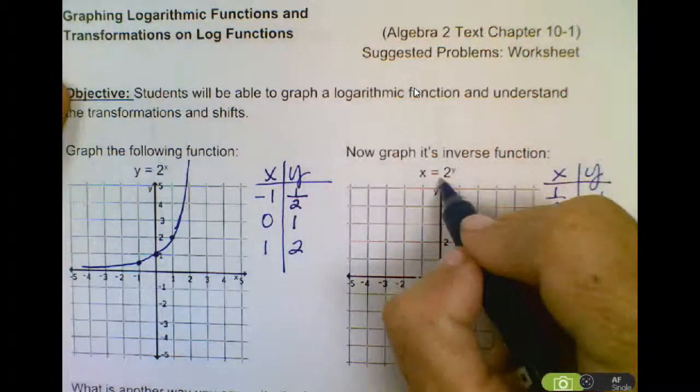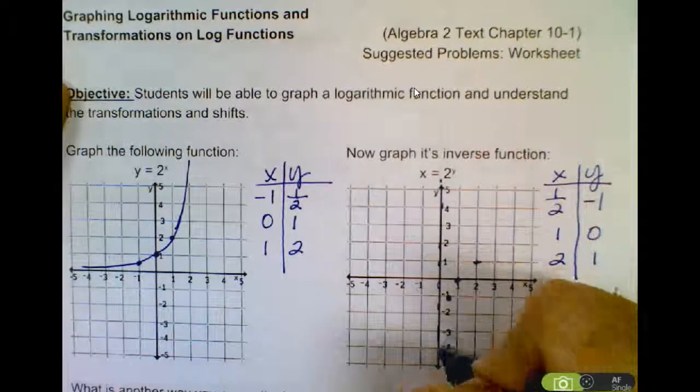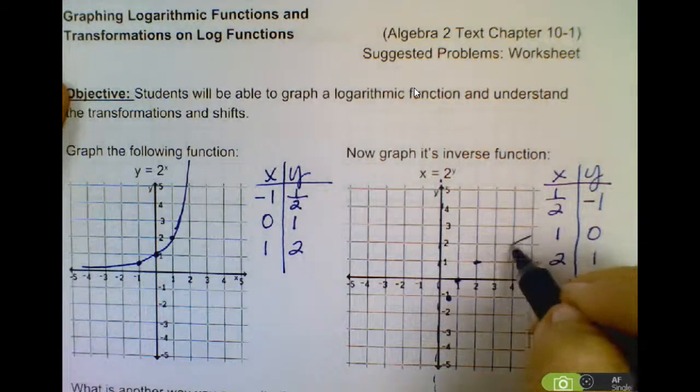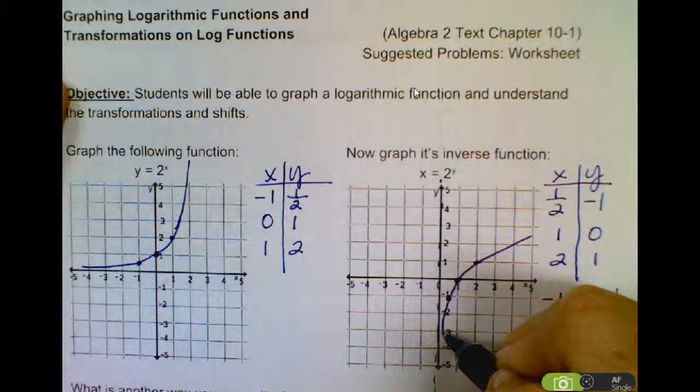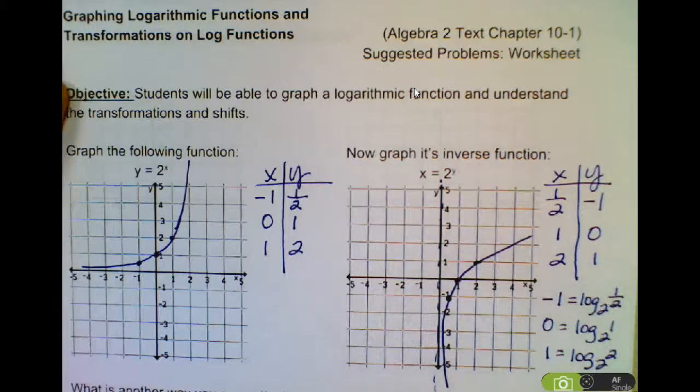Our asymptote for this actually ends up being the y-axis. It will not go below that line. We'll come very close to that line, but not below. Okay?